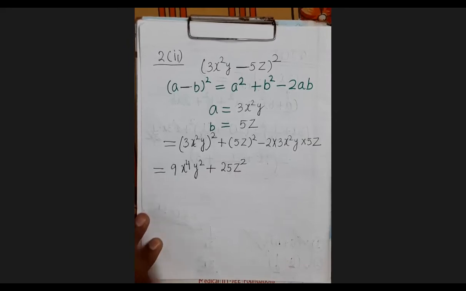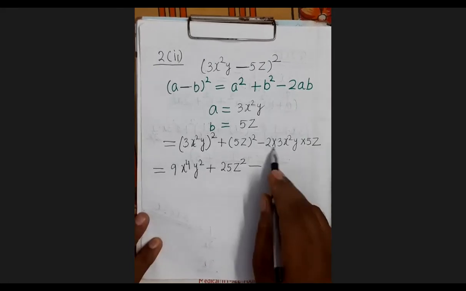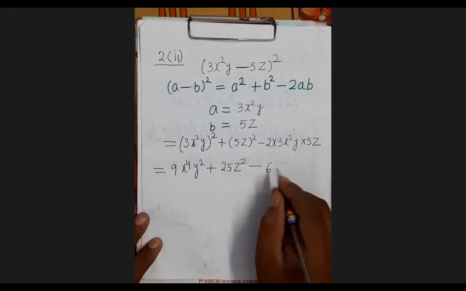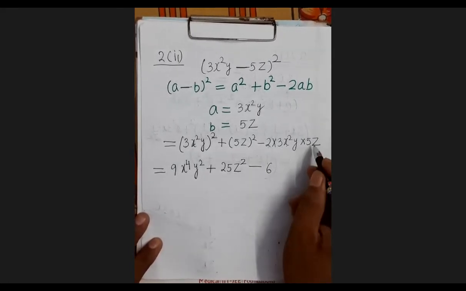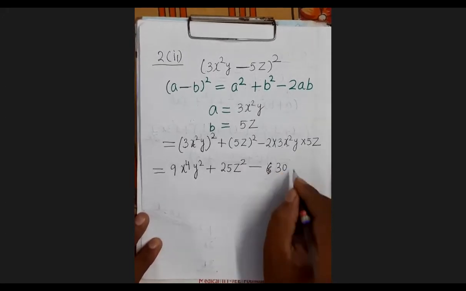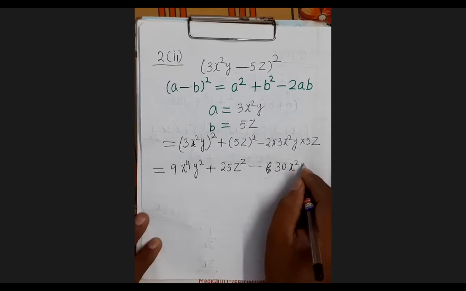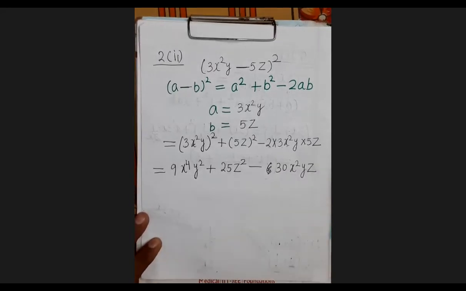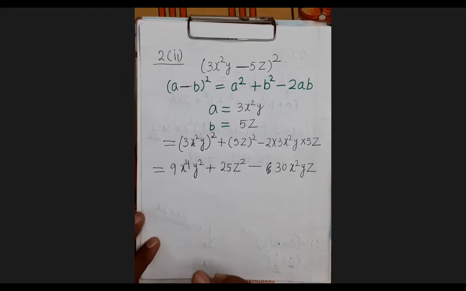It's clear? Yes, sir. Now you simplify 2 3 ja 6, 6 x square y. 2 3 ja 6, 6 5 ja 30. 30 x square y z. It's clear?